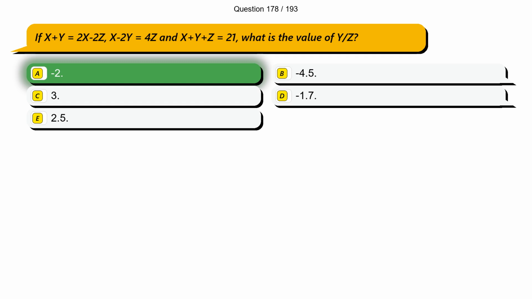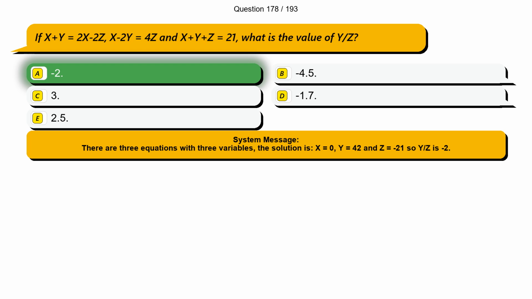The correct answer is Option A, minus 2. There are 3 equations with 3 variables. The solution is x equals 0, y equals 42 and z equals minus 21, so y/z is minus 2.